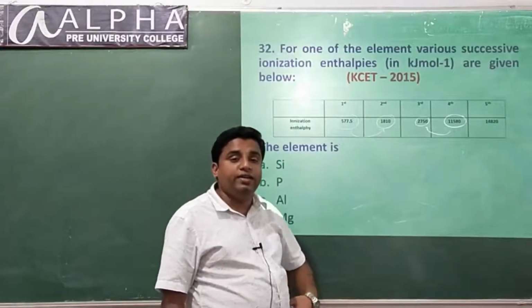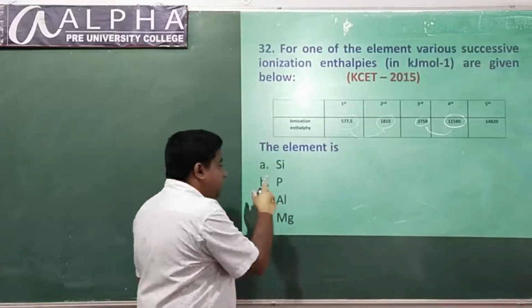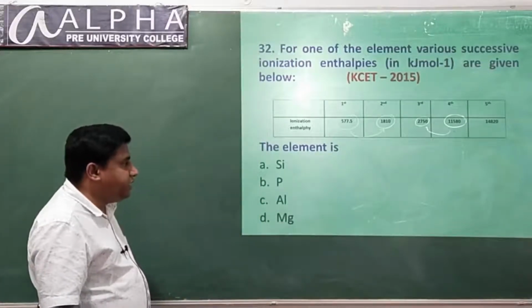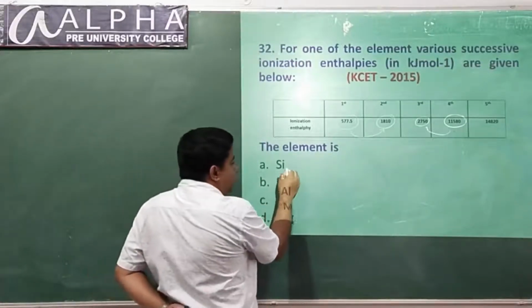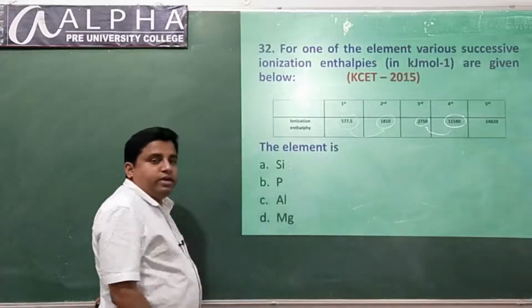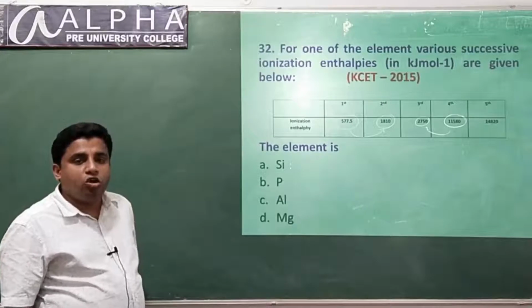Then you have to identify which element it is. Is it silicon, phosphorus, aluminium, or magnesium? Let us see. For silicon, what is the atomic number of silicon?